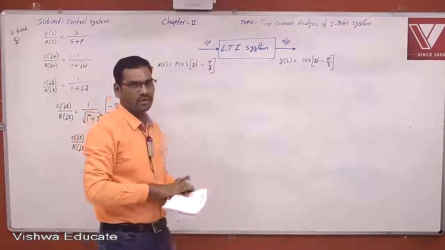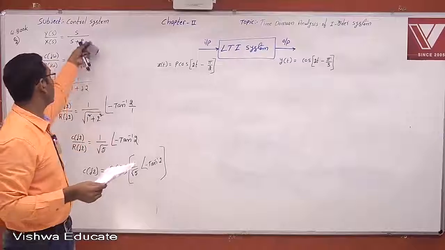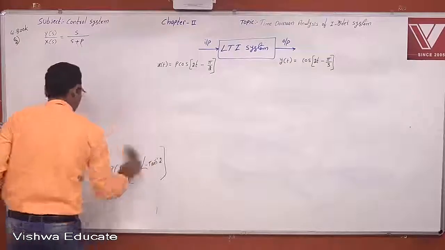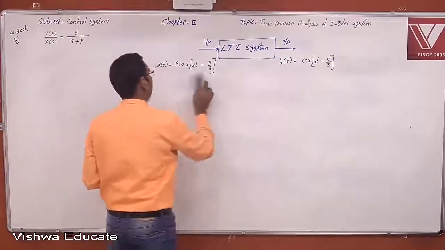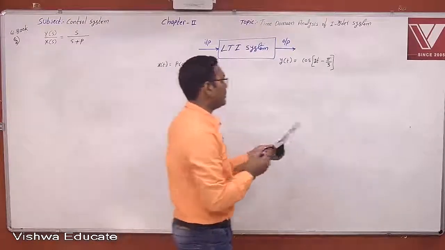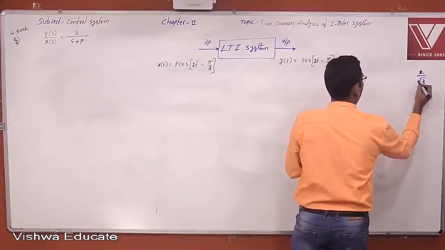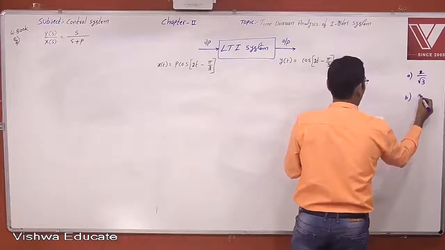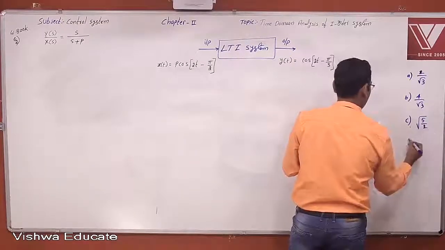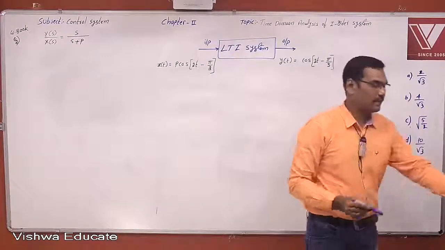Oh sorry, first I read the question. A control system whose transfer function Y of s by X of s is this one, and for that system the output is this one and the input is this one. He is asking: the system parameter p is dash. The options are: A, 2 by root 3; B, 4 by root 3; C, root 5 by 2; D, 10 by root 3. A very simple question, but he gave 2 marks in the previous GATE examination, students.